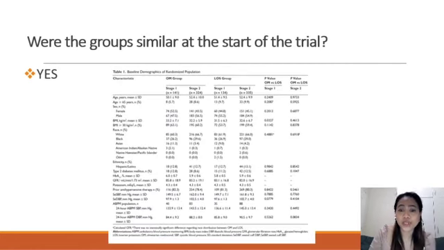To answer the question regarding similarity of the groups at the start of the trial, we checked Table 1, which shows the baseline demographics of the patients. P-value for all factors was greater than 0.05. Furthermore, when looking at the characteristics of both groups, there was no note of any clinically significant difference that may affect the outcome of the study. Hence, we answered yes to this question.